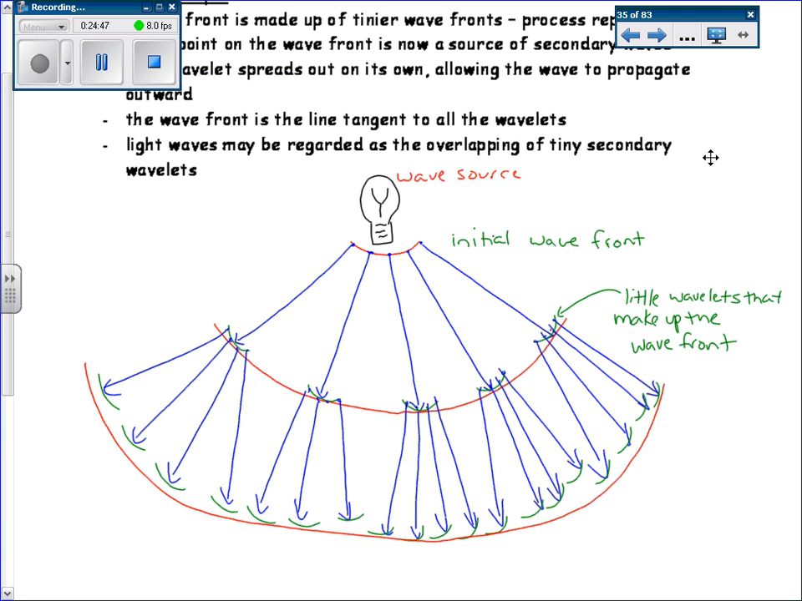Okay, so that was the first thing, and that wasn't really an experiment or anything. That was just a theory. That's just something he said, like, I believe this is what waves do. It's not really anything that can be proven or disproven by an experiment. It's just a way of thinking about waves.